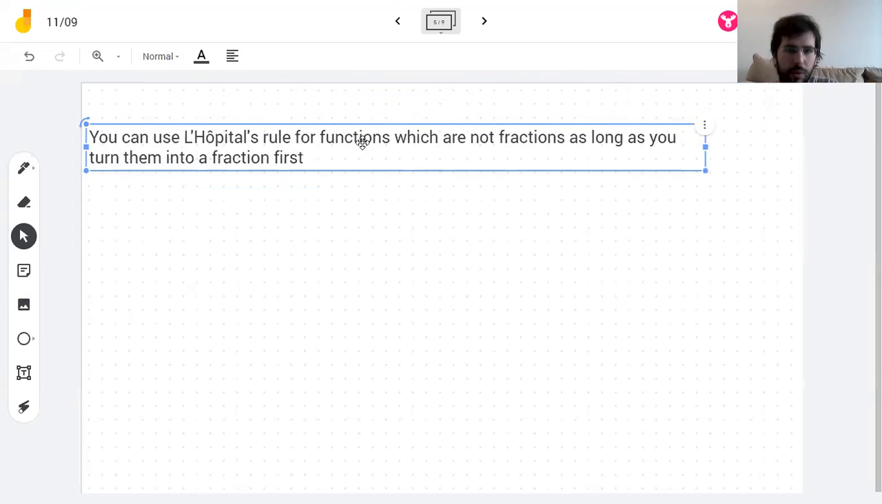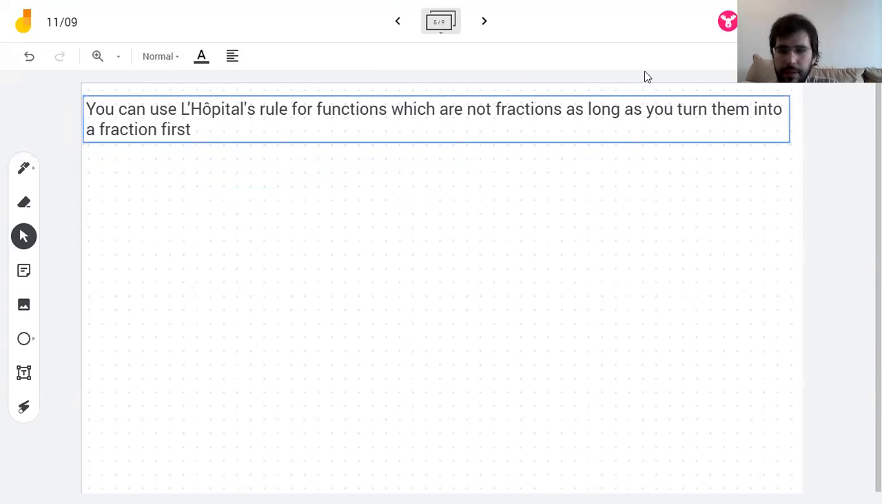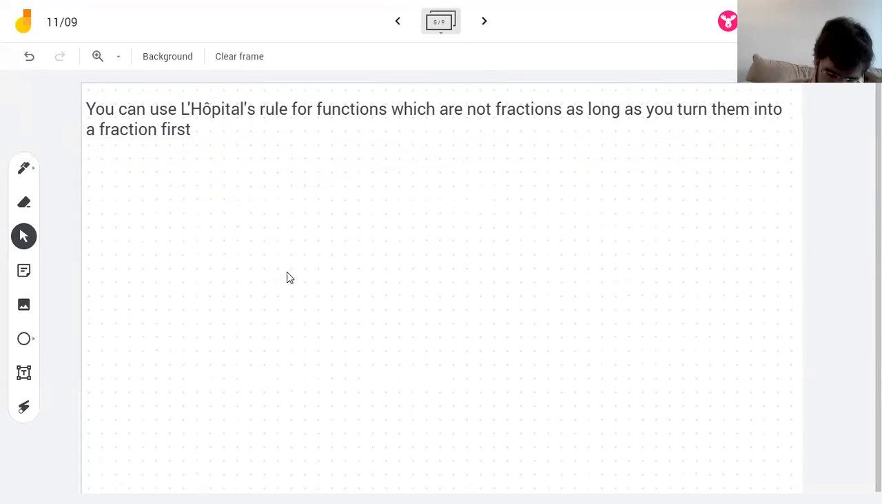So one easy thing to turn into a fraction is a product. So for example, this limit. So when are products complicated? They're complicated, well, if they're zero times zero, then they're zero. And if they're infinity times infinity, then they're infinity. But if they're zero times infinity, then who knows? Okay, so this is the limit of a product.